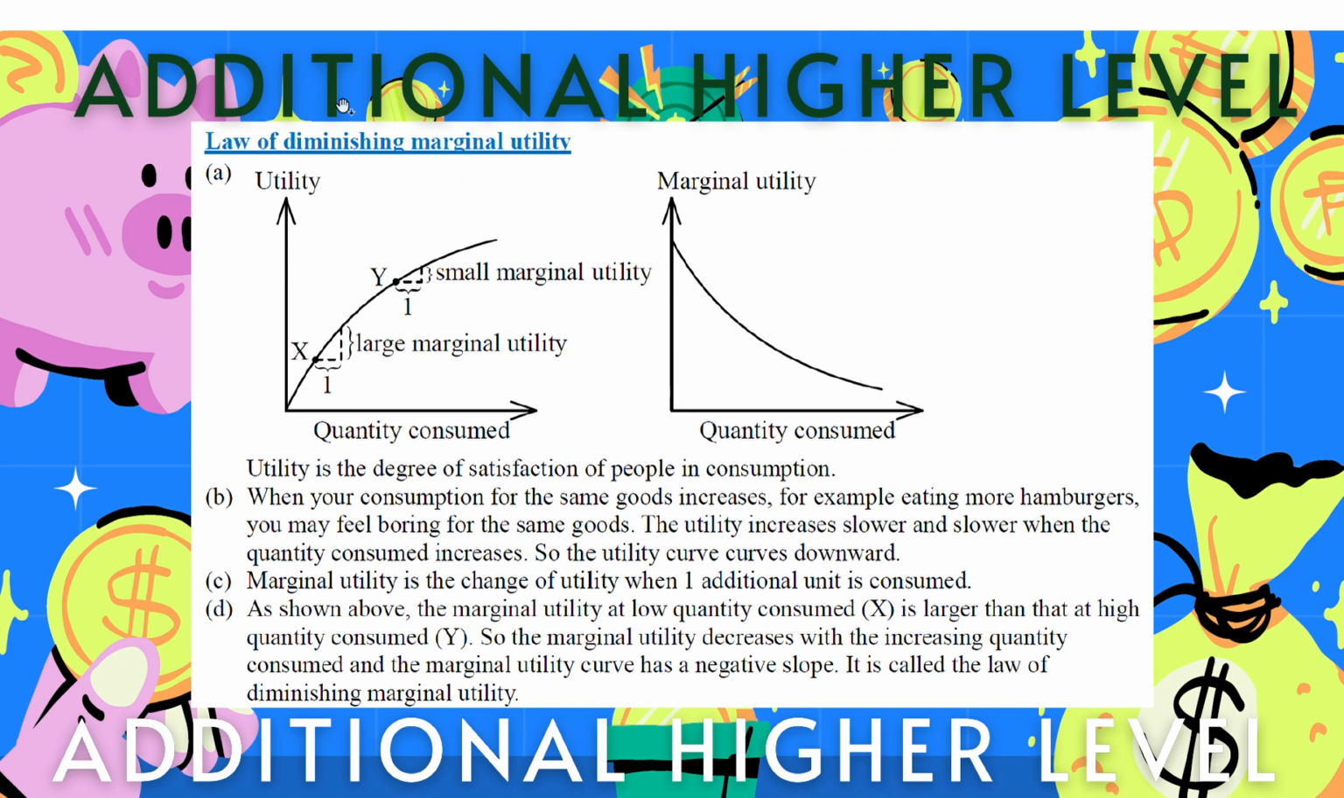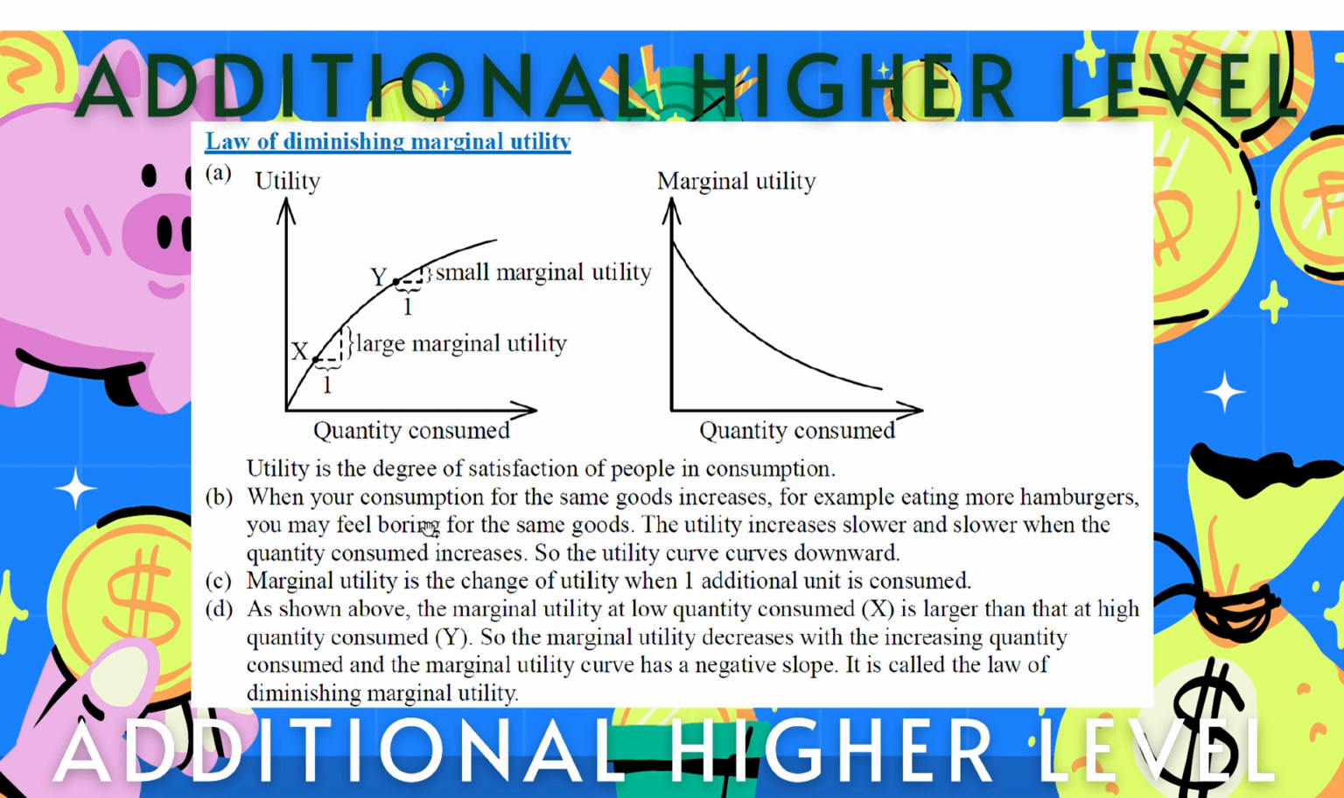And then we have a very important concept, the law of diminishing marginal utility. Later on, we will cover the law of diminishing returns, always diminishing. Why? Think about what utility is. Utility is the degree of satisfaction people get from consumption.